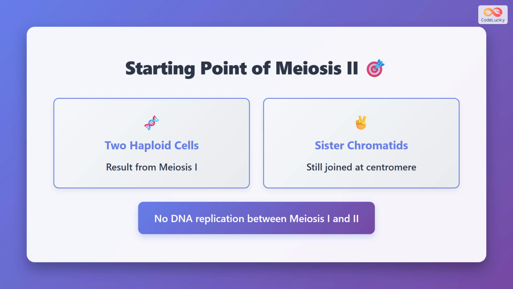Meiosis II begins with two haploid cells that resulted from Meiosis I. At this starting point, each cell still contains chromosomes made up of two sister chromatids joined together at the centromere. A crucial fact to remember is that there is no DNA replication between Meiosis I and Meiosis II, so the cells move directly into the second division.